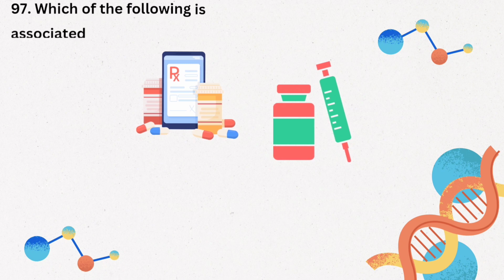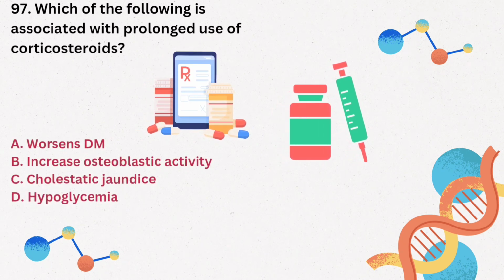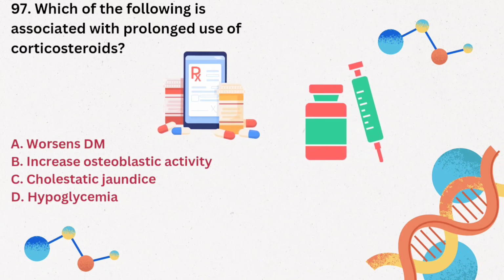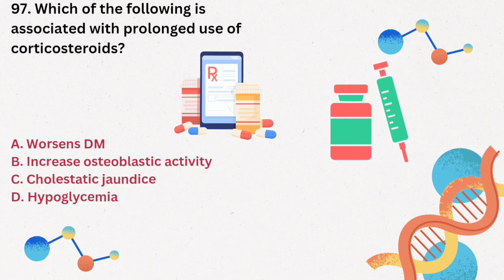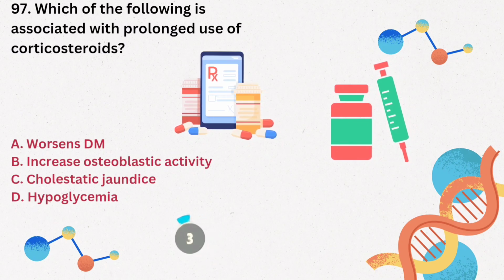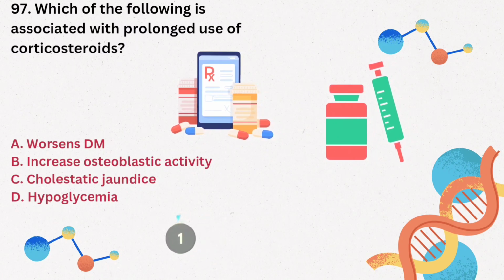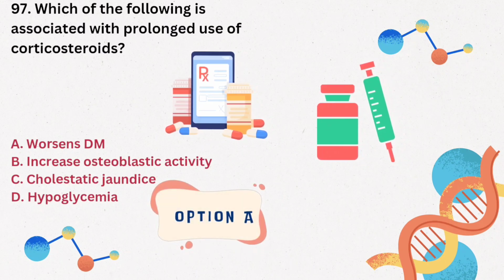Which of the following is associated with prolonged use of corticosteroids? A. Worsens diabetes mellitus. B. Increase osteoblastic activity. C. Cholestatic jaundice. D. Hypoglycemia. Option A is the right answer.